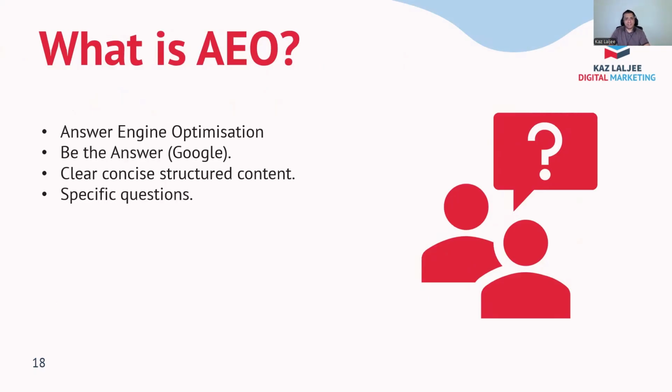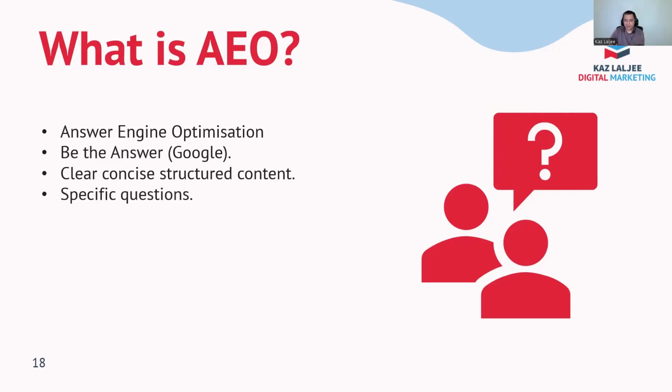So AEO is answer engine optimization. It's basically being the answer. Do you know when you go to Google these days and you Google a question, at the top in the blue shaded area, it literally gives you the answer to what you're looking for? So you don't have to actually go to the website. How does Google work out what the answer is? It uses what we call answer engine optimization. They're looking for clear, concise, structured content answering specific questions.